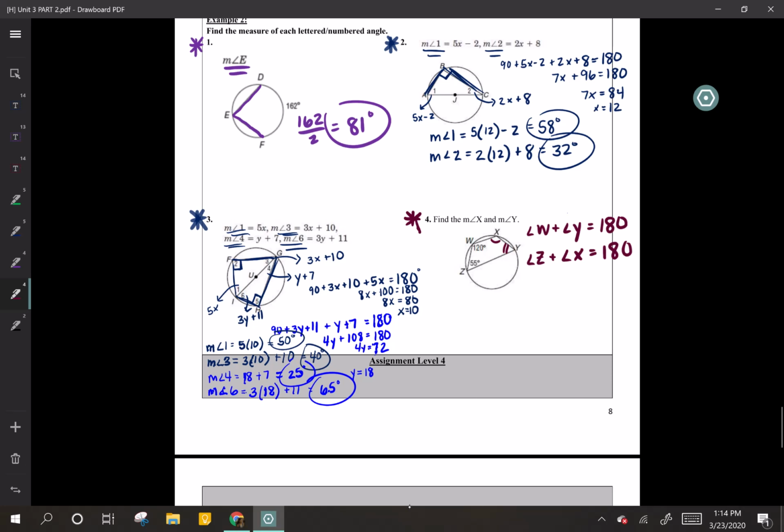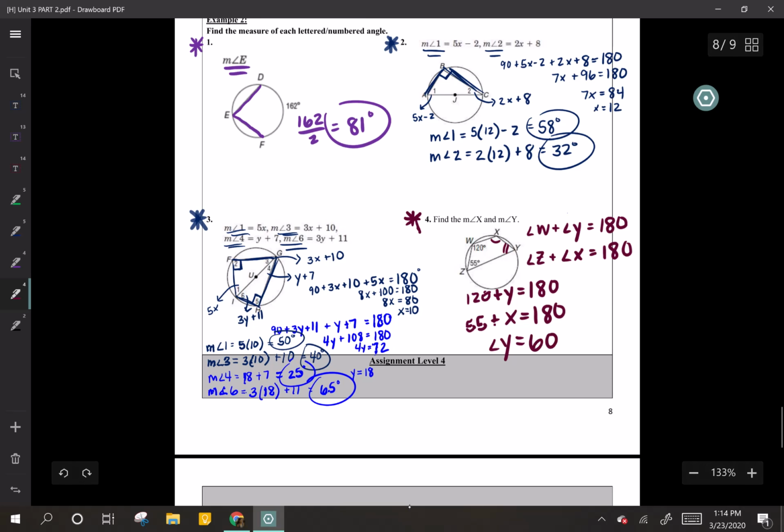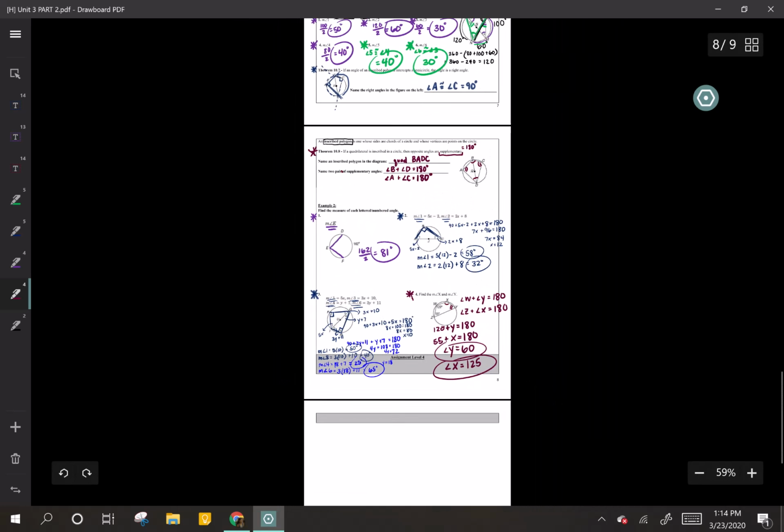So that just gives us these two one-step equations of 120 plus y equals 180 and 55 plus x equals 180. That gives us angle y to equal 60. I just subtract 120 from both sides, and then angle x to equal 125 because I just subtract 55 from both sides. Okay, so there we go, level 4.